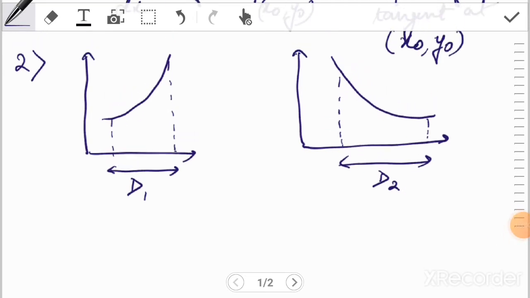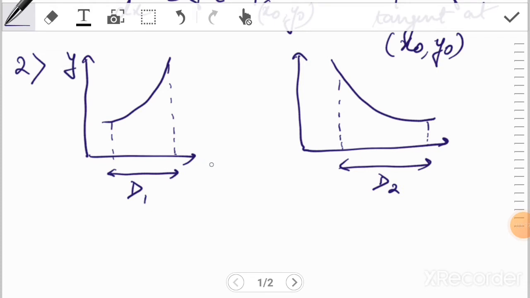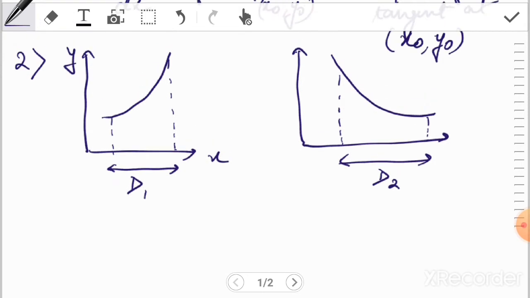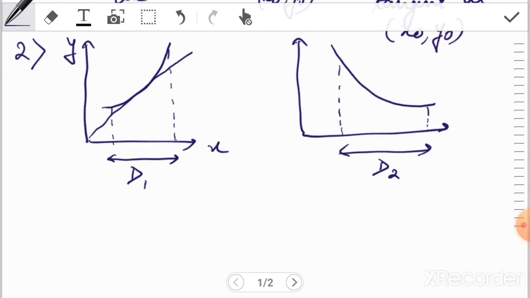So if the function f is a strictly increasing function, then the tangent to the curve y is equal to f(x) at every point in the domain D1 makes an acute angle with the positive direction of the x-axis. Therefore, tan phi is greater than 0, right? So that means f dash x is greater than 0.